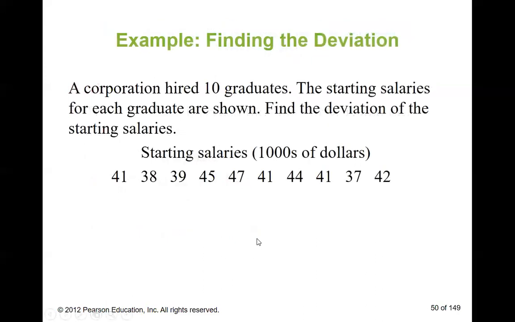Okay, so we're back to the list of salaries. In order to find the deviation, you're going to have to find what? The mean. So I want you guys to find the mean. That means you're going to need a calculator, and you're going to come up with what the average salary is.